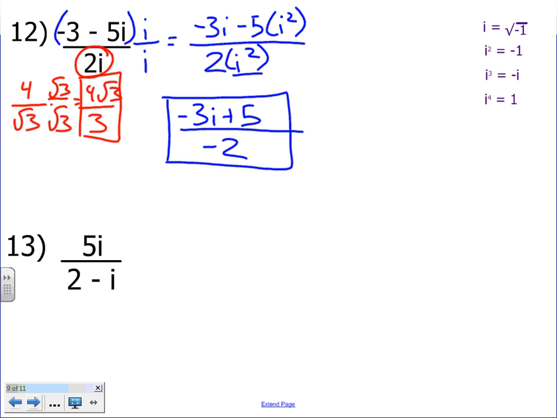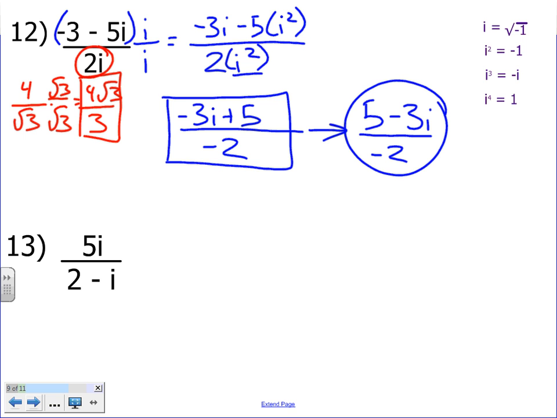Now, again, I'm probably going to rewrite this so I have an a plus bi form. So my final answer should really look like this: 5 minus 3i. Notice the 5 is first. And again, negative 2 on the bottom. And again, this is proper notation.